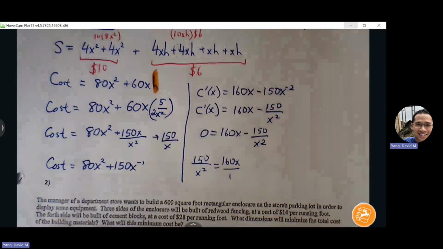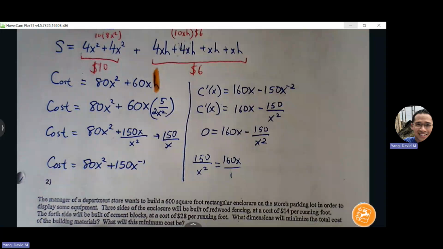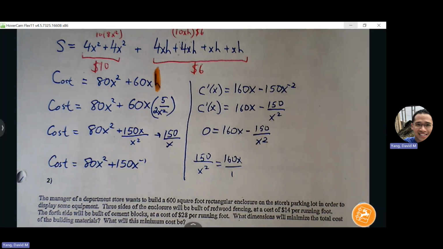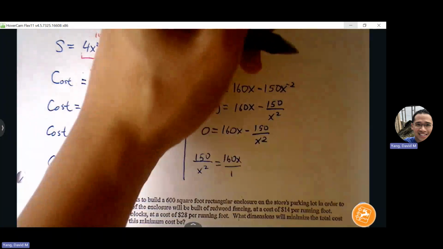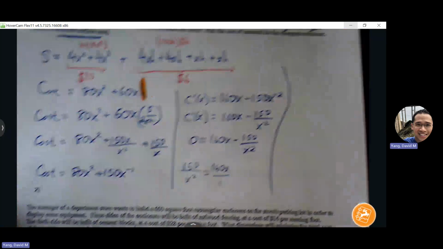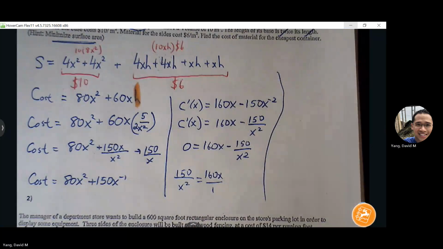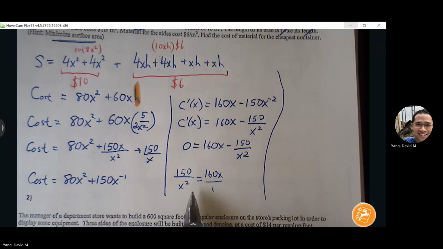Is it asking for the dimension? Is it asking for the height? Is it asking for the surface area? Is it asking for the cost? All right, so when you solve for x, it's going to be one of those things. Make sure that you go back and read the problem and that you're earning as many points as you can and not leaving places where you're going to get points taken off.